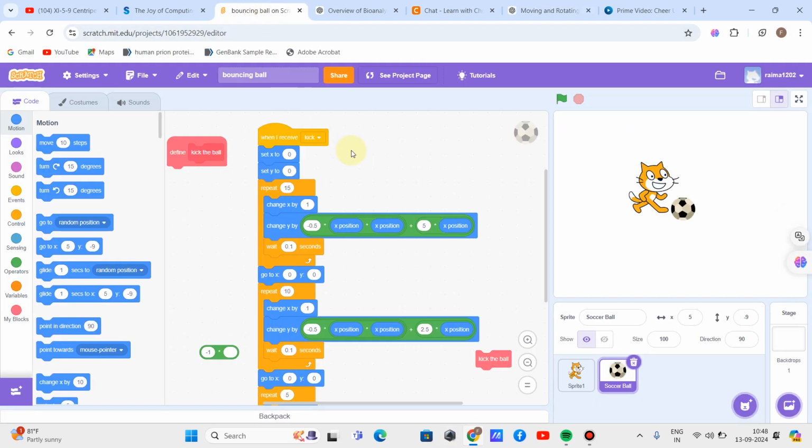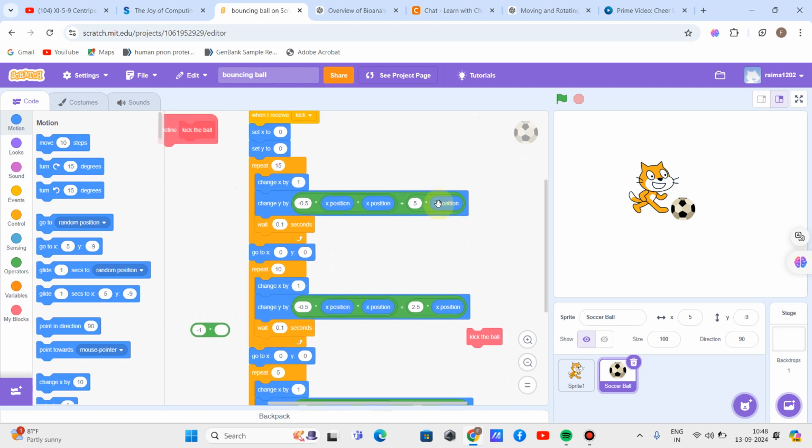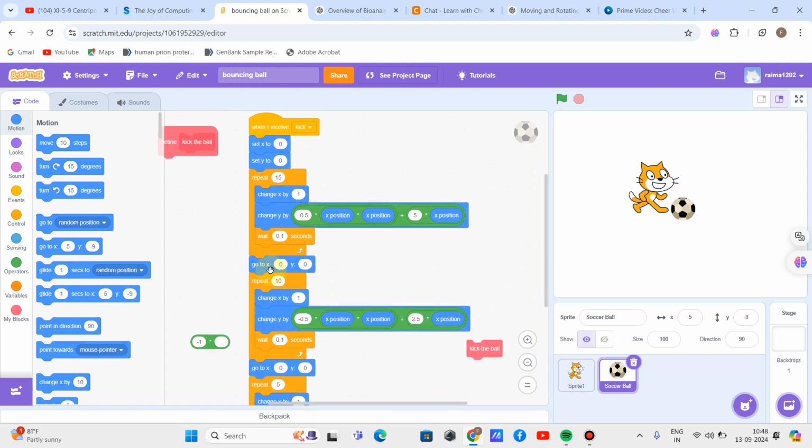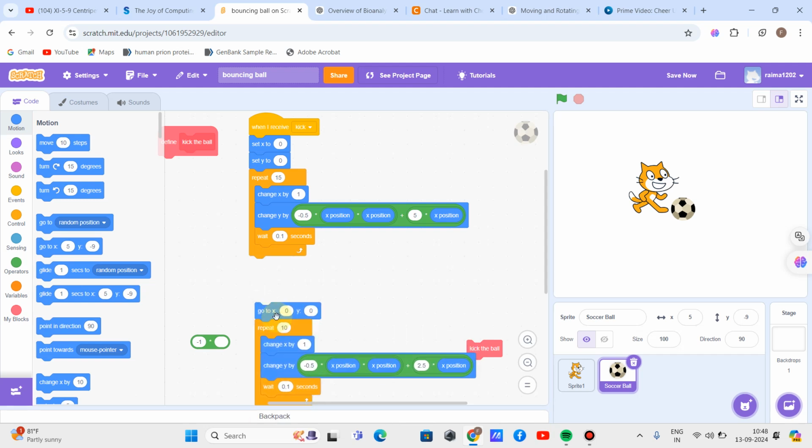So this is the code which I made finally. I'm going to show you the output first with 3 bounces. See, the ball moved 3 times with 3 different maximum heights. So first I'm going to tell you how I made the ball move 1 time.